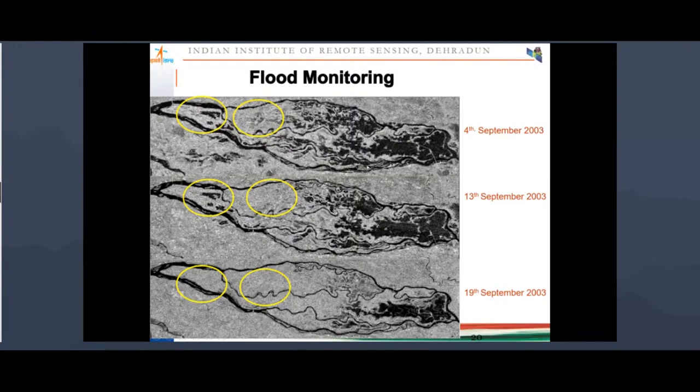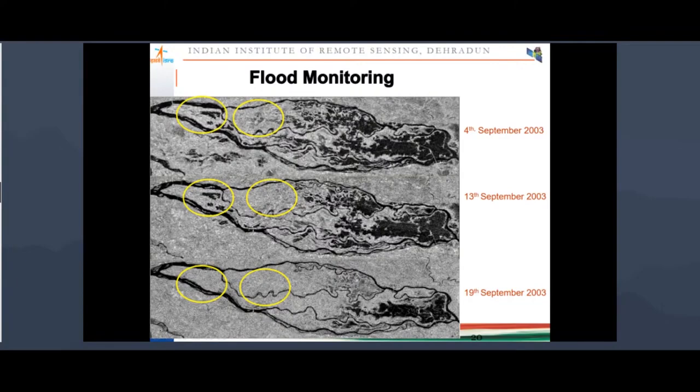And this is very, very much useful for identifying how much money is to be distributed to the affected people. In fact, many insurance companies are now using this information.